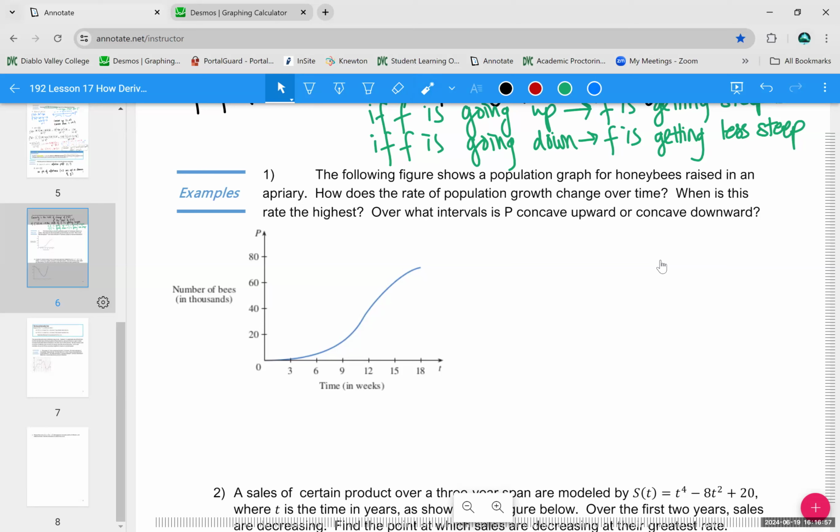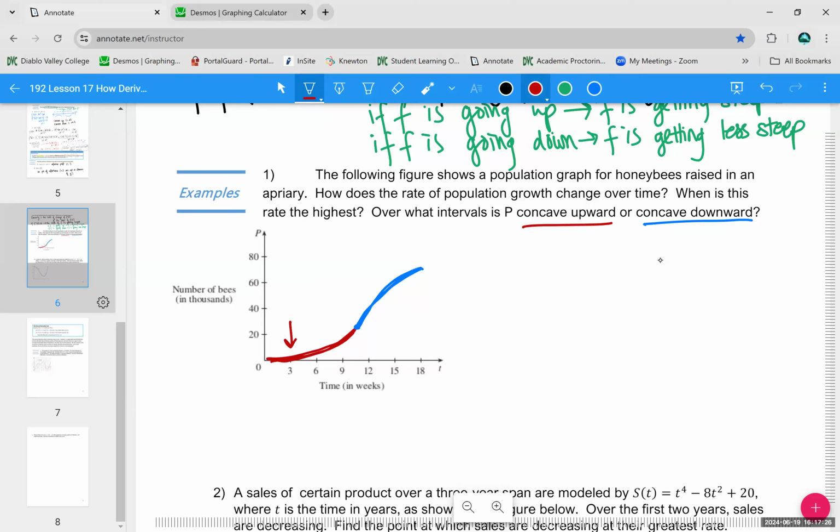So this is a graph of P, number of bees in thousands, over this time. And you can see here, we have where it would be concave up. Okay. And somewhere around here, it changes concavity. And that's where it's concave down. We could write that down in terms of intervals.